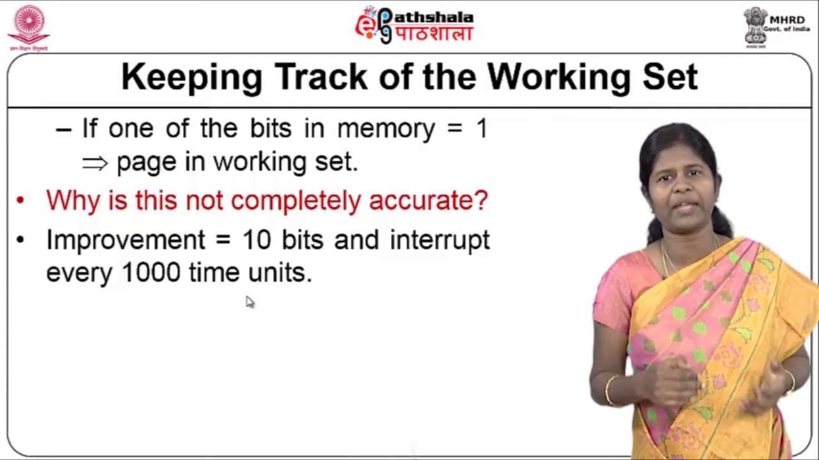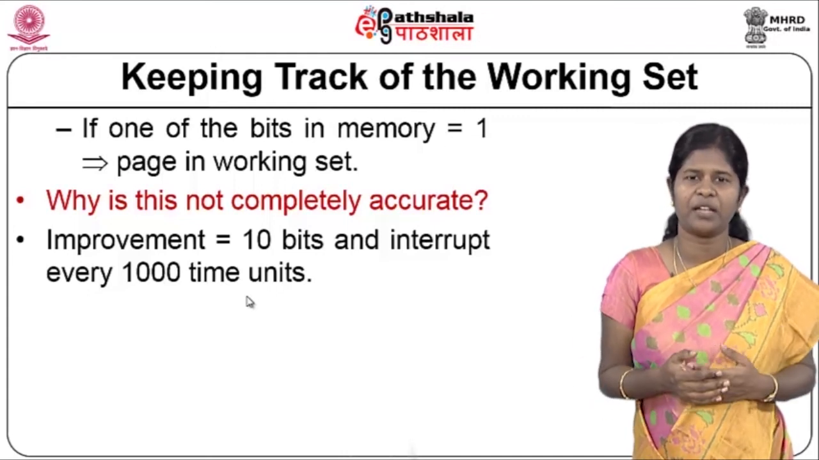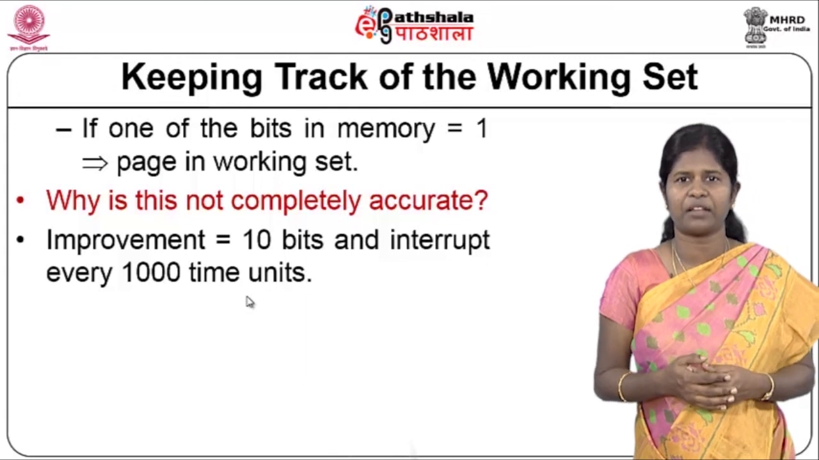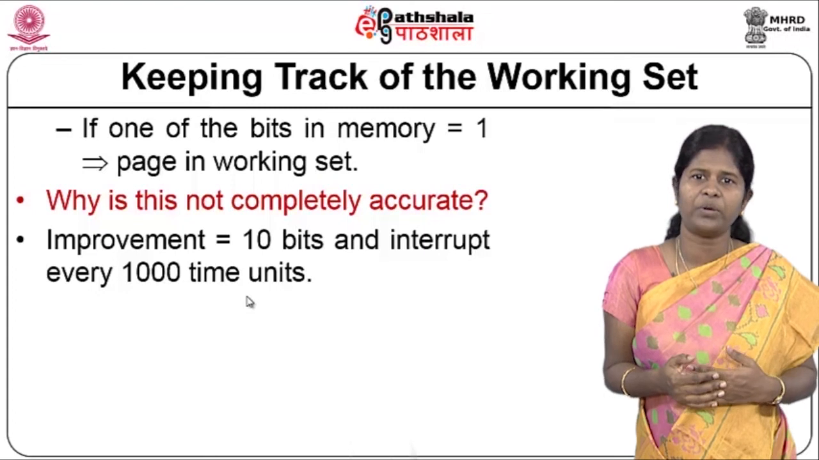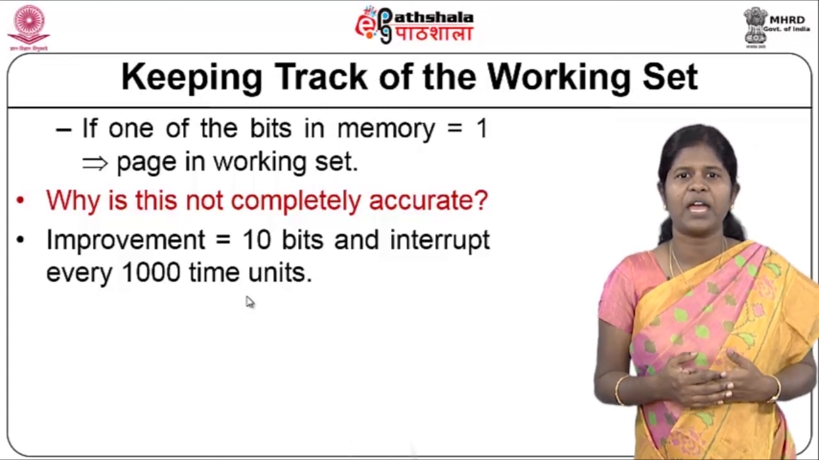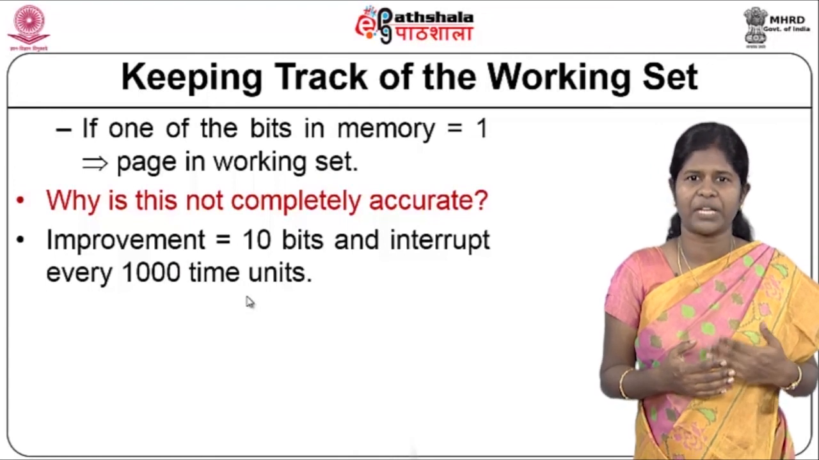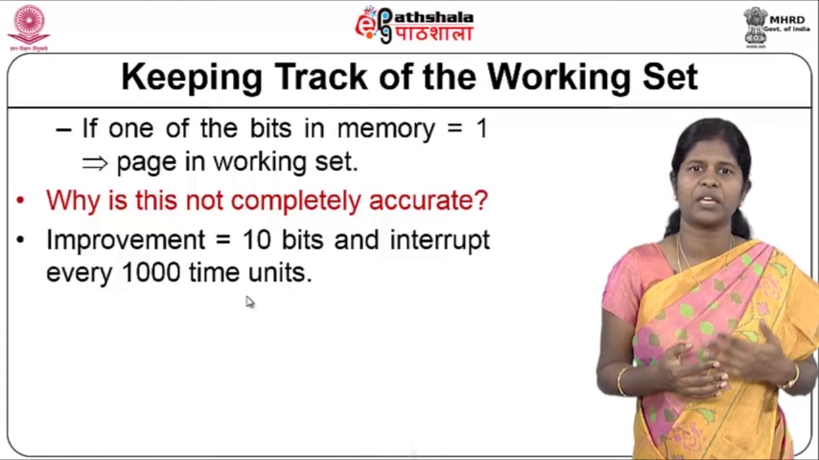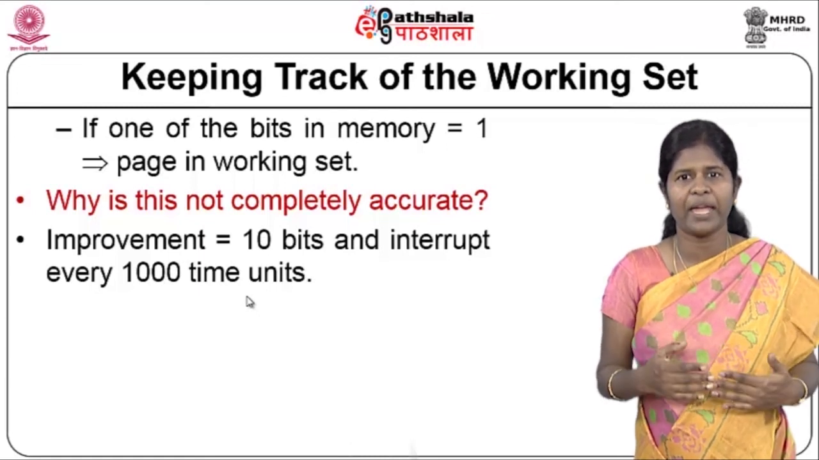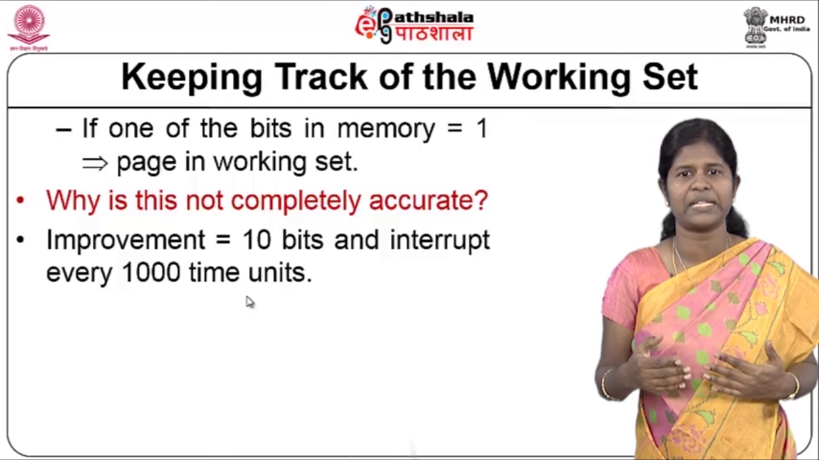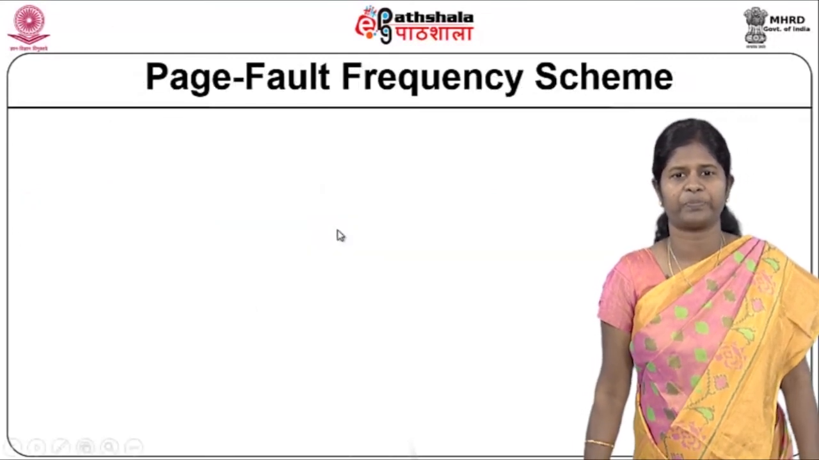So, the improvement that can be done is that you can have additional bits. As we had seen earlier in the additional reference bit algorithm, we can have additional bits to have more details about the history of the references, and it can also interrupt every 1000 time units rather than every 5000 time units. So, frequent interrupts are done, and hence you get more details about the number of times the pages were referred to.